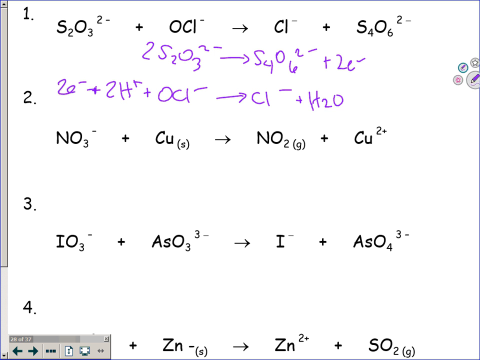Wait, oxidation is loss of electrons. We're showing the loss of electrons by them being produced. And this other one is showing the gain of electrons by way of them serving as a reactant. So you can just look where the electrons are and easily tell if something's oxidized or reduced without assigning oxidation states. So now that I have this, I notice the electrons lost and gained are the same. So do I need to do anything else here? Yes.